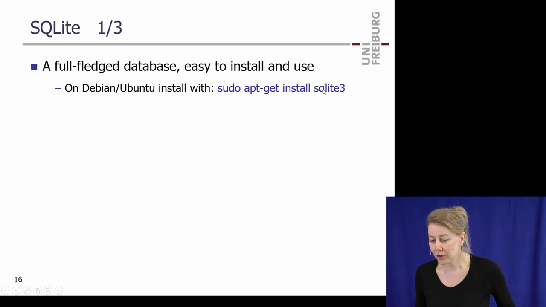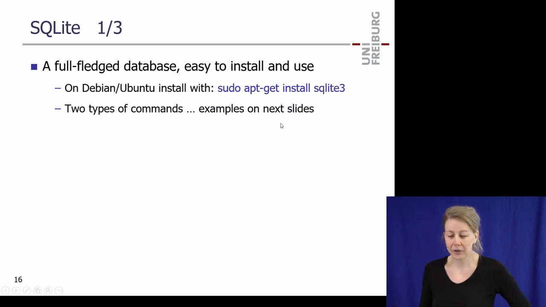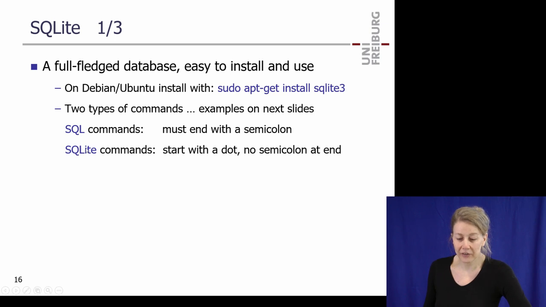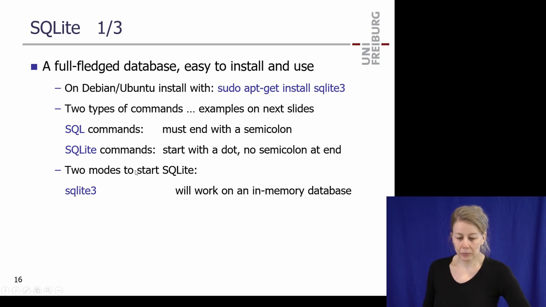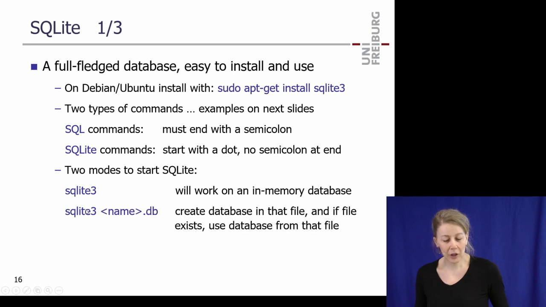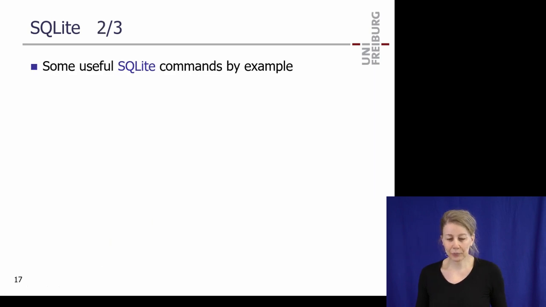So if you don't have it on your machine, that's how you can install it. There are two types of commands, the SQL commands from the SQL language, and then there are SQLite commands. They start with a dot. You will see it in a second. And you have two modes to start, just like this, sqlite3, or with a file. Everything you do, like loading some data and putting it into a table, is written into the file so that it persists, so that when you start the next time and write the same line, it's already there. Otherwise, you have to restart every time. And let's just do this together.